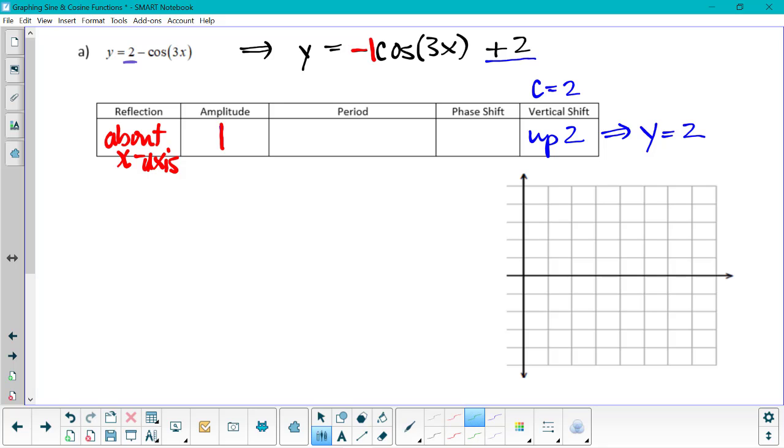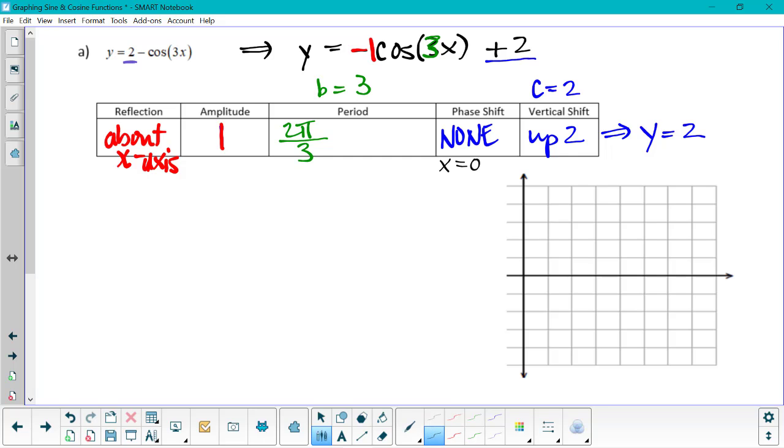Okay, the period is 2 pi unless there is a coefficient on x, which is our b value. So we know b is 3. So to find the period of this function, we take 2 pi, which is the period of cosine, and we divide it by 3. Because there is nothing being added or subtracted to the x, we say that we have no phase shift, which means our first cycle begins at x equals 0.